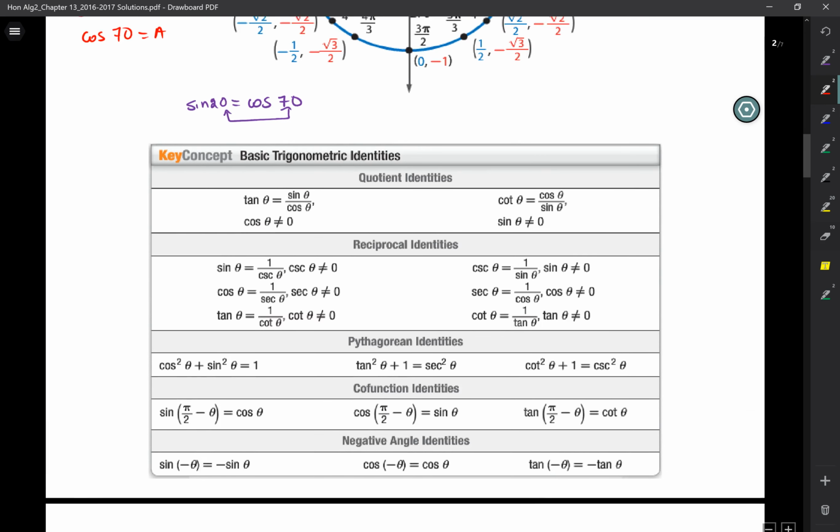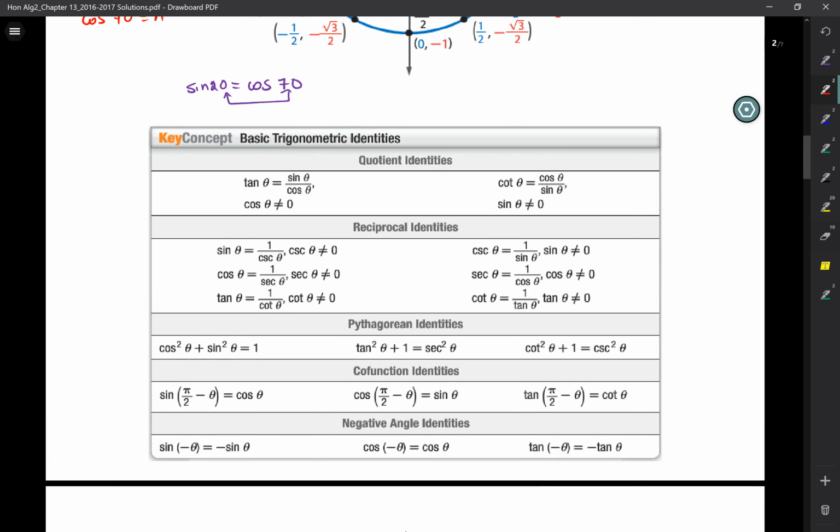Okay, these are all the identities in one place for you guys.